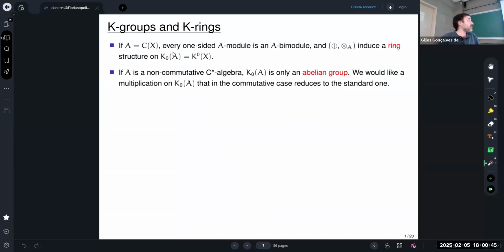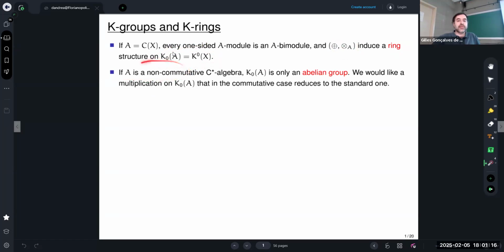Suppose your C*-algebra A is continuous functions over a compact Hausdorff space. Then every one-sided module is a bimodule. It makes sense to take the tensor product over the algebra, and the tensor product induces a ring structure, a multiplication, on the K-theory of the algebra, which is the K-theory of the space X. Okay, this works because the algebra is commutative, because you have a space.